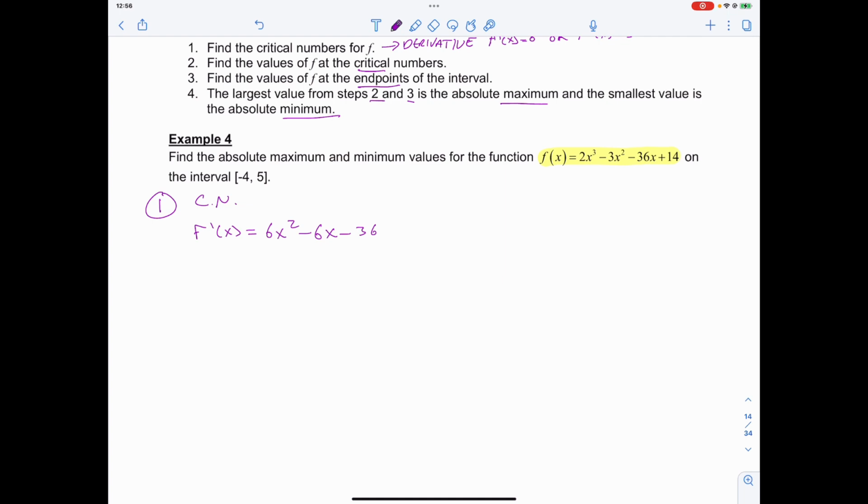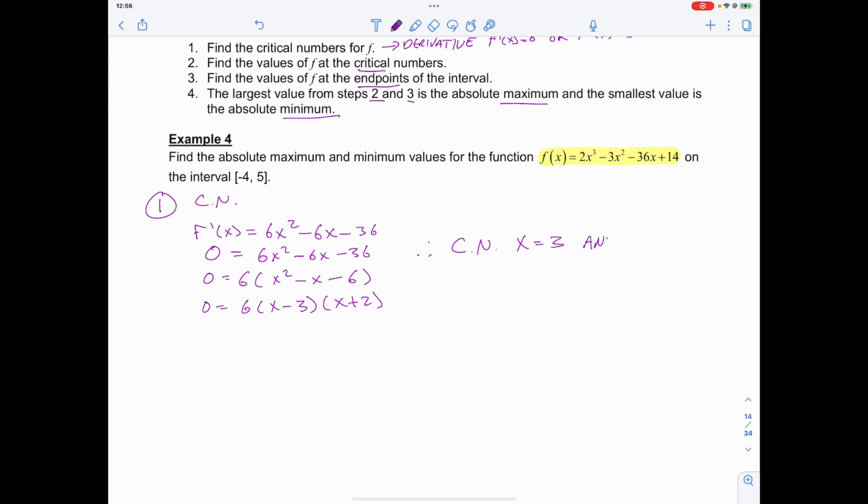I'm going to replace that f prime of x with 0, and then I'm going to factor. 0 is equal to 6 times (x minus 3)(x plus 2), which means that the critical numbers are at x is equal to 3 and x is equal to -2.